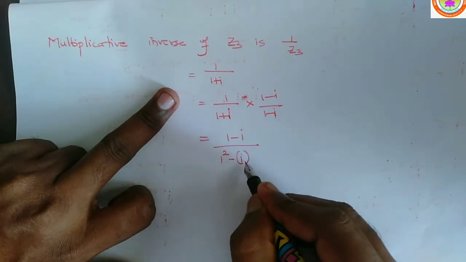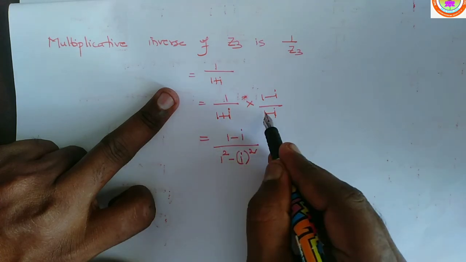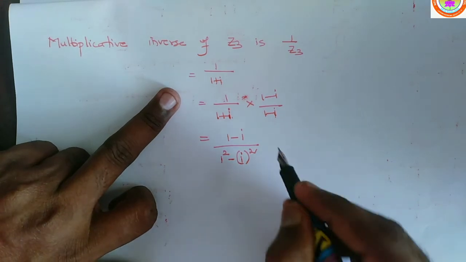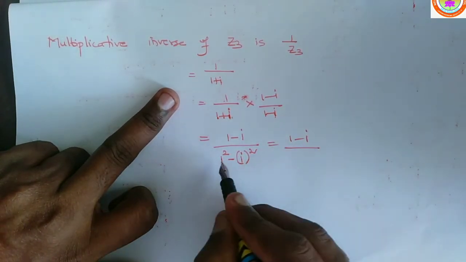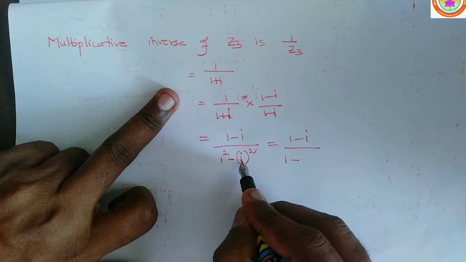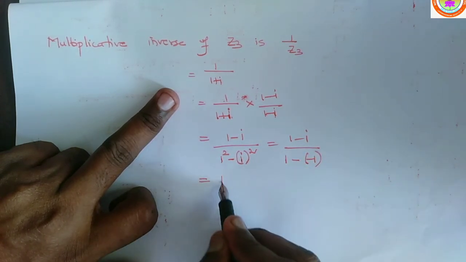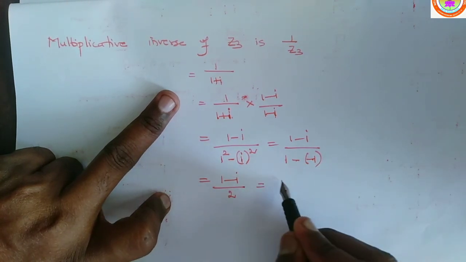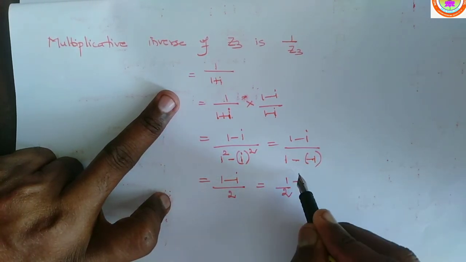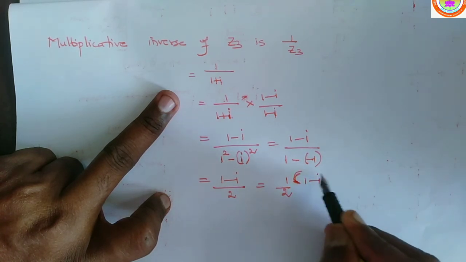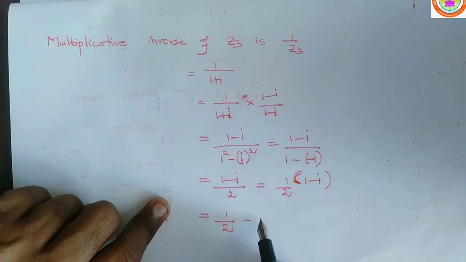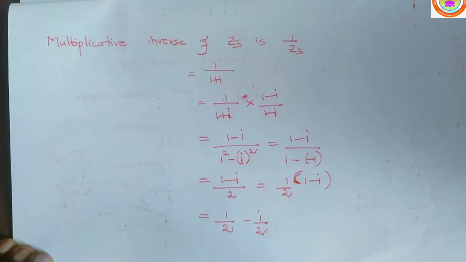So a square minus b square is 1 square minus i the whole square. So 1 minus i divided by 1 square, which is 1, minus i square, which is minus 1. Minus into minus is plus, so 1 plus 1 gives us 2. We can write 1 by 2 times 1 minus i, otherwise 1 by 2 minus i by 2. This is also a correct answer. So with this we are finishing exercise 2.3.